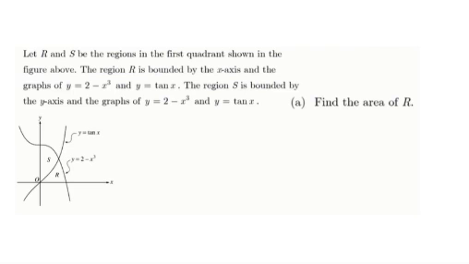Let R and S be the regions in the first quadrant shown in the figure. The region R is bounded by the x-axis and the graphs of y equals 2 minus x cubed, which is labeled here, and tangent of x. The region S is bounded by the y-axis and the graphs of 2 minus x cubed and y equals tangent. Find the area of region R. All right. Well, this one is a little bit more persnickety. A little bit, we have to pay attention here.